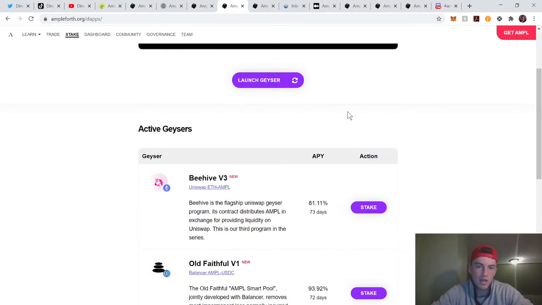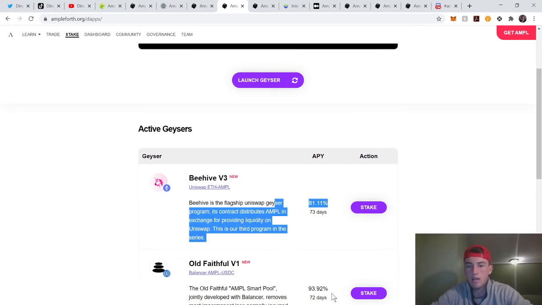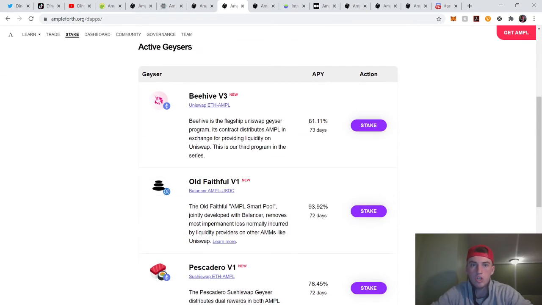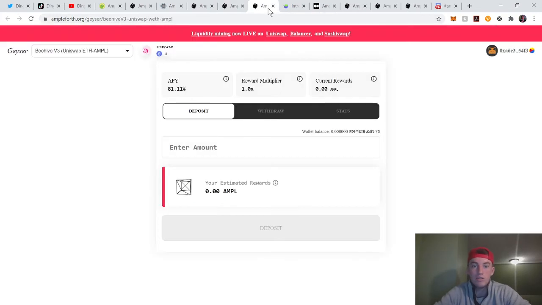But right now you can yield farm with Ample, which is kind of interesting. 81%, 93%, SushiSwap, 78%. So pretty good. I might actually do this because Ample is a project that has a bright future and is not going anywhere. And I'll tell you why here shortly.